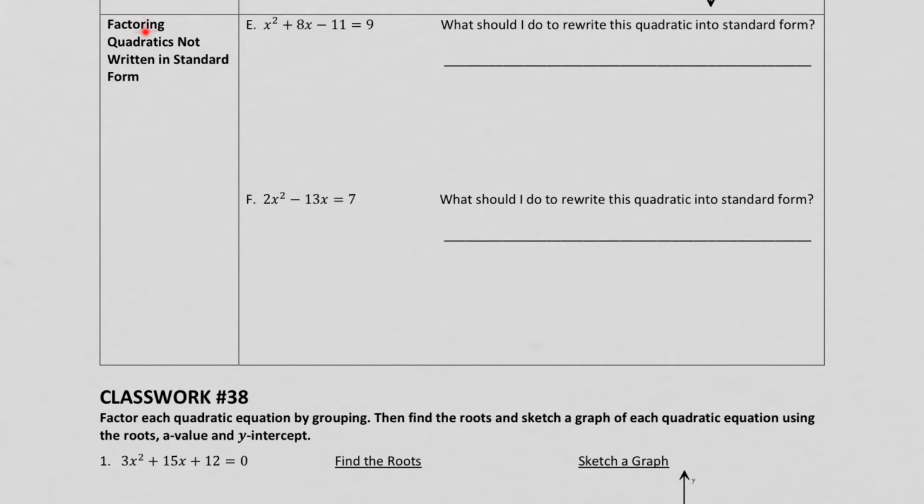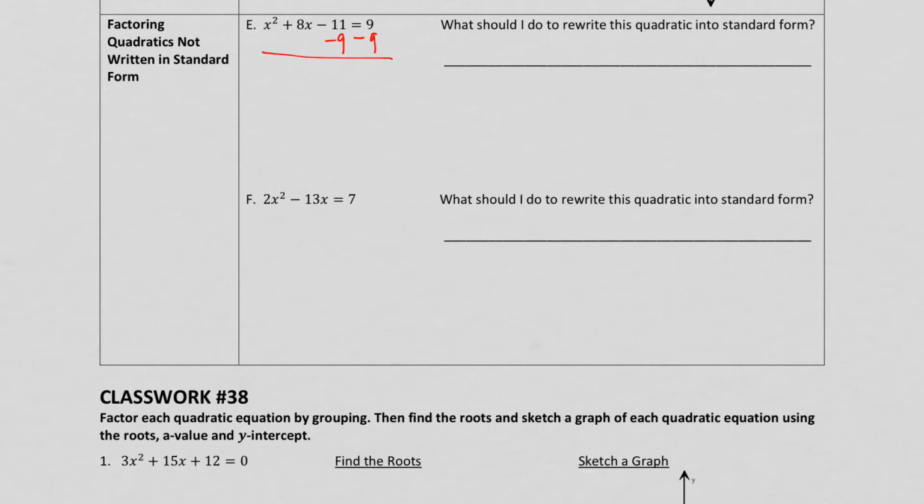Here it says factoring quadratics not written in standard form. So in these two examples, if you look at them carefully, they're not equal to 0, so they're not yet in standard form. So you can't identify A, B, and C yet. In this example, E, I can take this 9 and move it to the left-hand side of the equation by subtracting 9 from both sides.